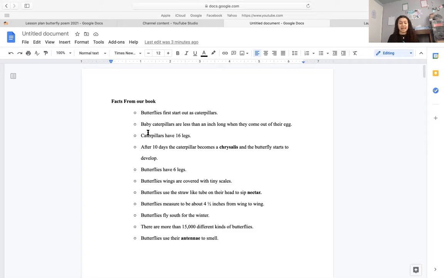Butterflies have 6 legs. Butterflies' wings are covered with tiny scales. Butterflies use the straw-like tube on their head to sip nectar. Butterflies measure about 4.5 inches from wing to wing. Butterflies fly south for the winter. And there are more than 15,000 different kinds of butterfly species, which is just crazy. Wow. And butterflies use their antenna to smell.